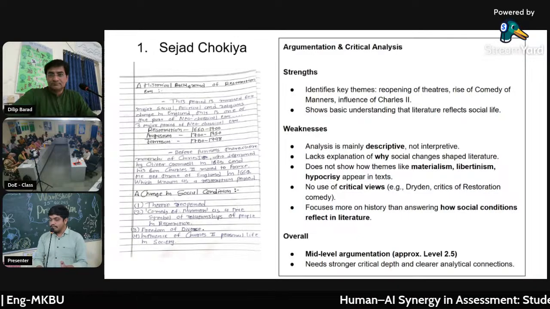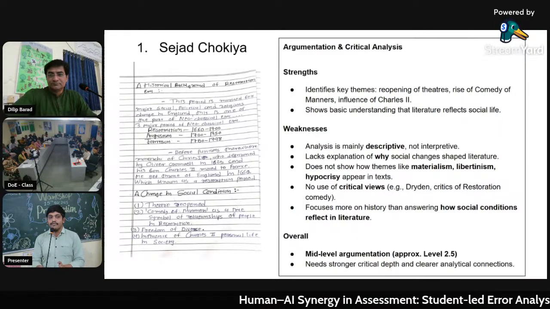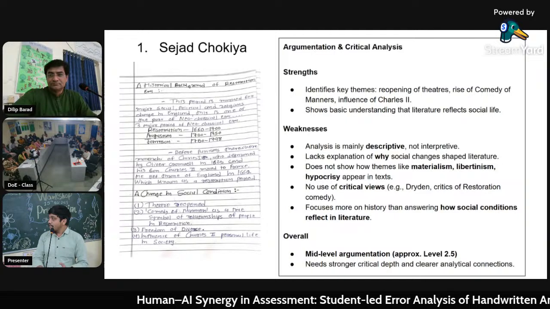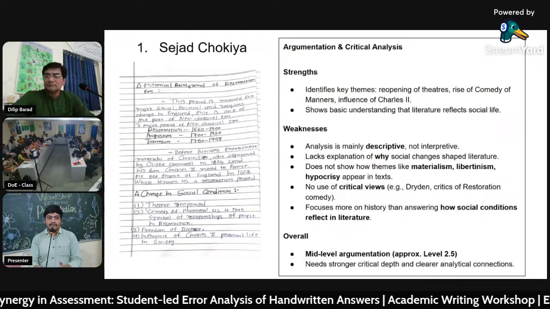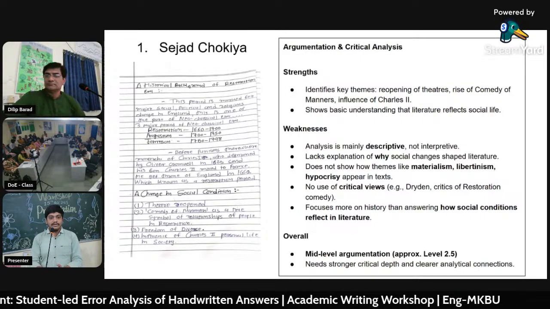Overall I was at mid level. I scored 2.5 out of 5. I need stronger critical depth and clearer analytic connection in my writing exams. Next slide, please.